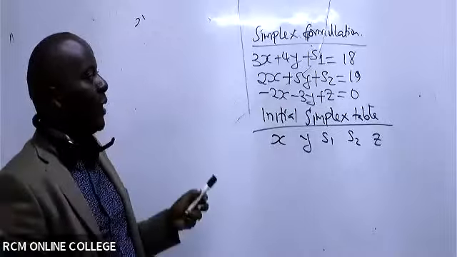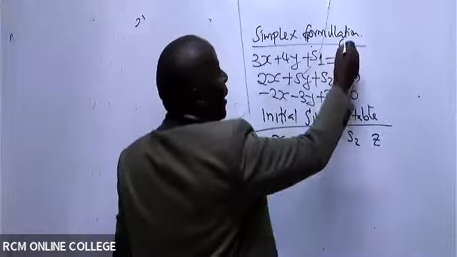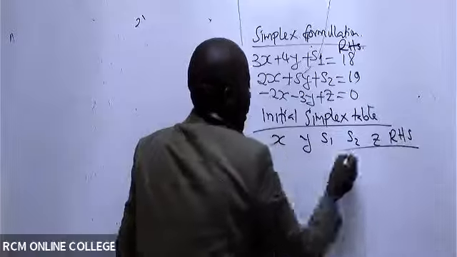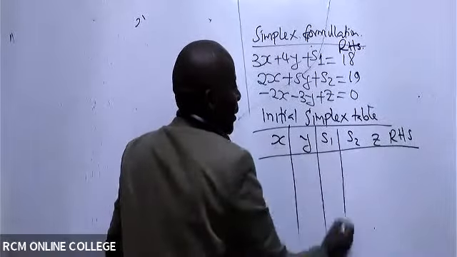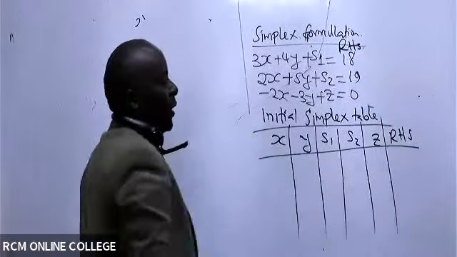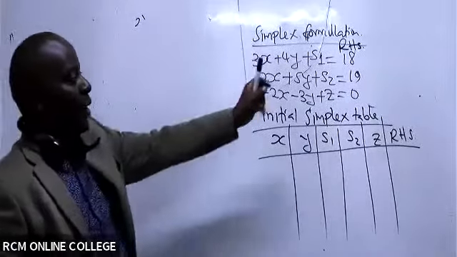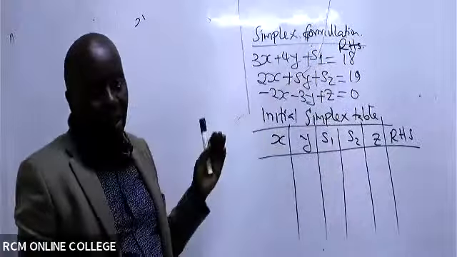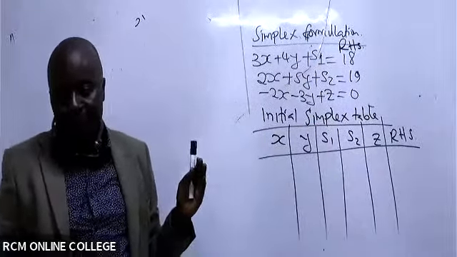And then z. And then now we have what we call the right-hand side. Because these figures are on the left, the right-hand side figures are on the right, like that.